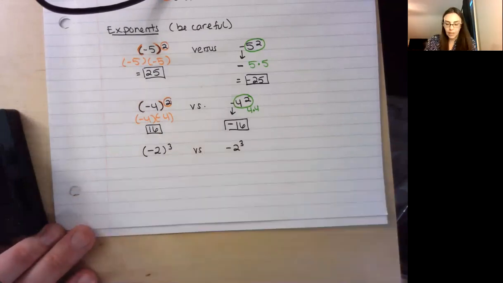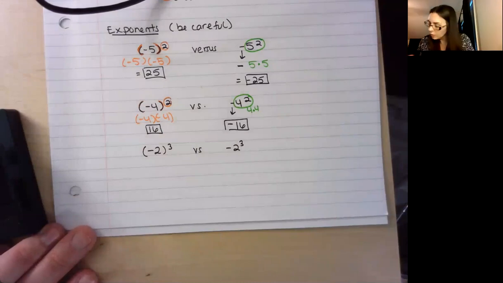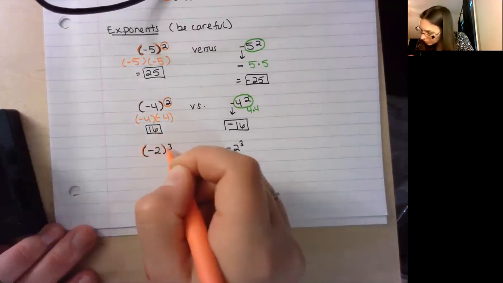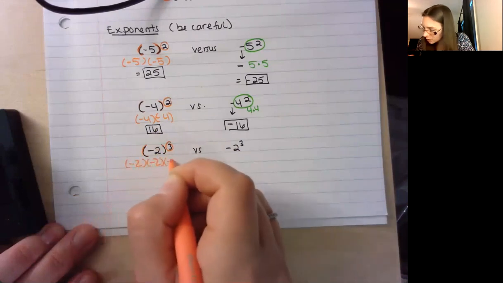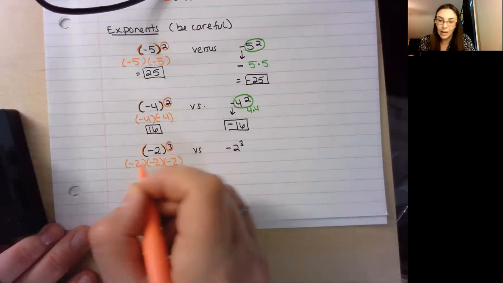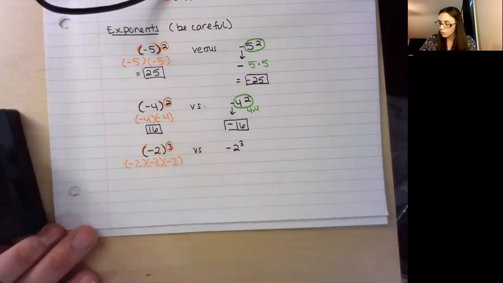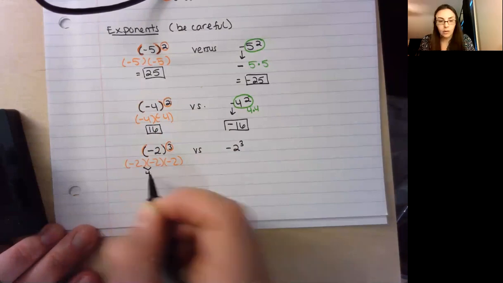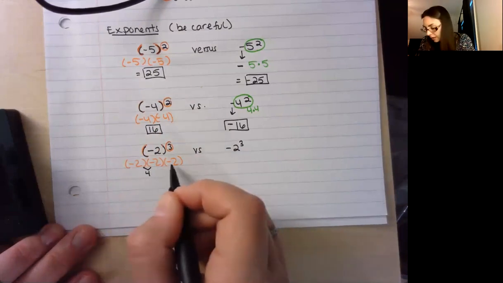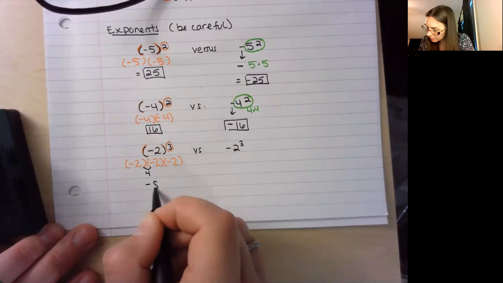Okay, let's do another one. So (-2)³, again, I have parentheses, so the whole thing is cubed. It's -2 times -2 times -2. Remember, the exponent tells you how many times to write that out. So -2 times -2 is positive 4, and then positive 4 times -2 is going to be -8.